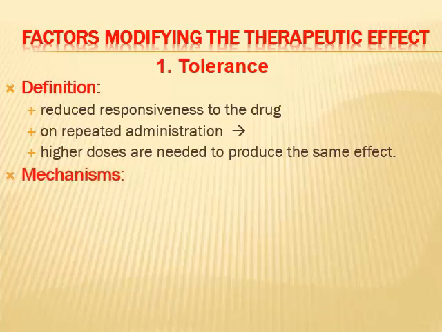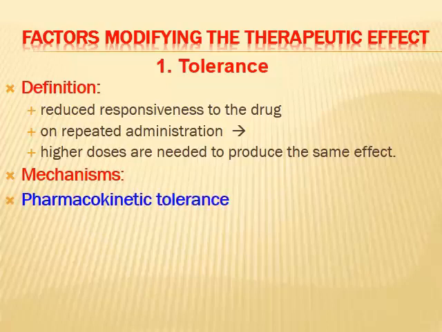There are two main groups of mechanisms that can explain how tolerance occurs. The first is the pharmacokinetic group, which means that the drug fails to induce its usual effect because the concentration of the drug that reaches the receptors becomes lower on repeated administration, either due to reduction in its absorption or distribution, or due to increase in its metabolism or excretion.